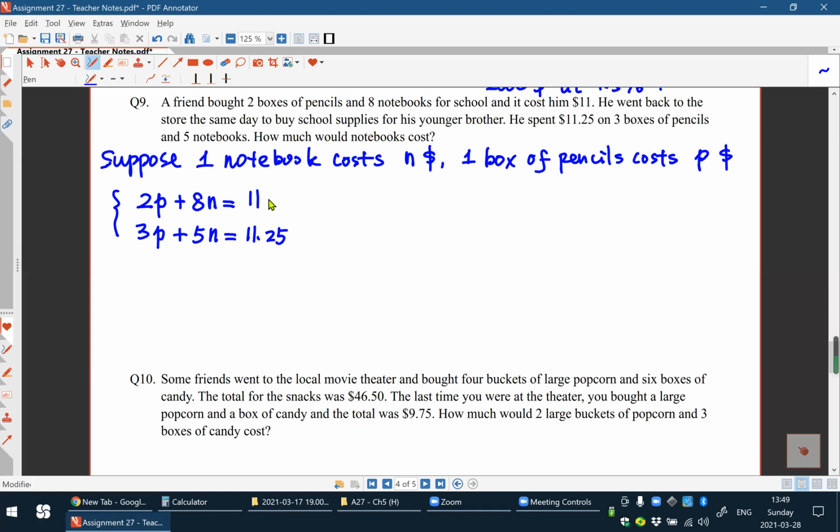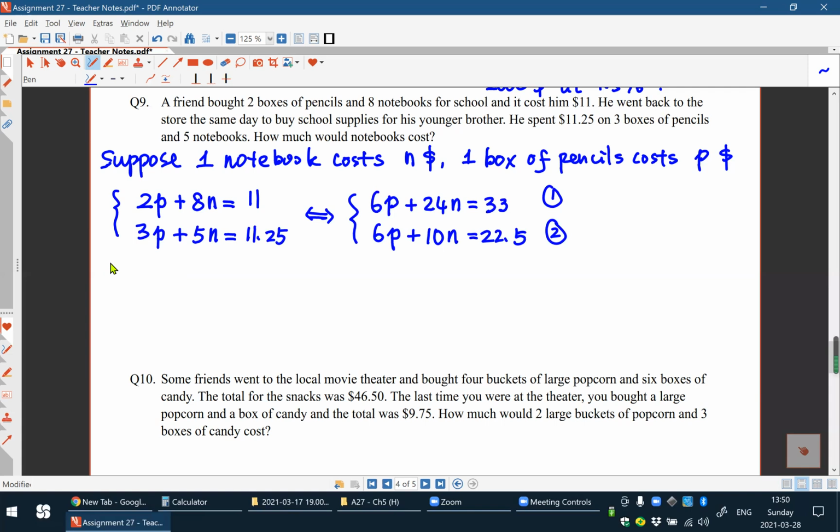So now we need to solve P and N based on these two equations, right? Okay, so first of all, let's simplify these equations. We can use elimination method. So in order to do that, we can times 3 to the first equation. This will give us 6P plus 24N equals 33, right? Okay, second equation, we can times 2 to both sides of the equation. This will give us 6P plus 10N equals 22.5, right? Okay, so let's label this with 1 and 2 respectively.